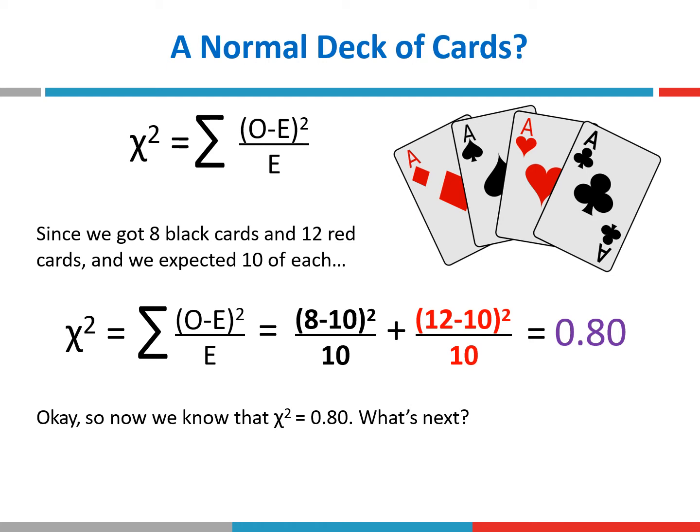So we got in our sample 12 red cards. We subtract the expected value of 10, square it, and divide again by the expected value. If we just plug in those values, we get a chi-square value of 0.80. Now that we know what our chi-square value is, what do we do next?